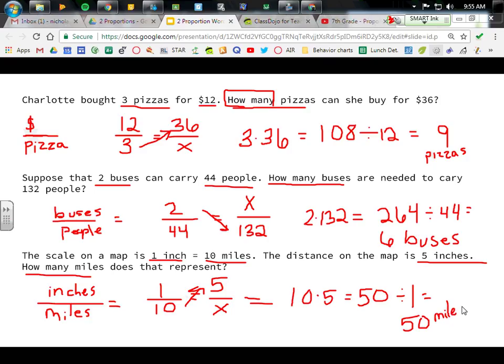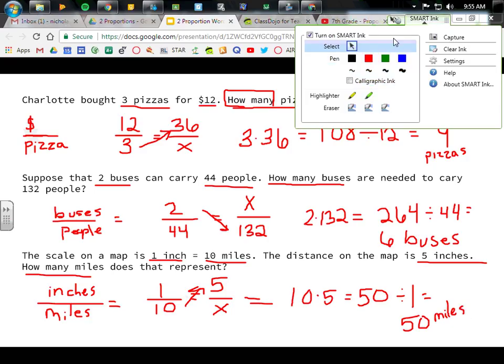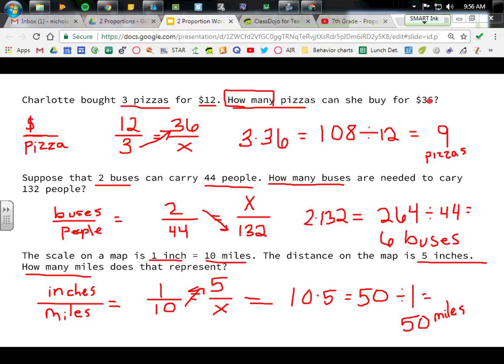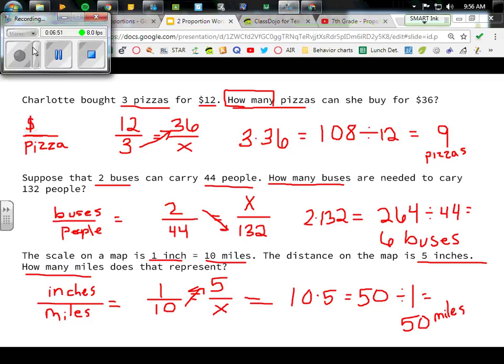So hopefully this gave you a usable strategy when you have to solve a proportion word problem. Until next time, thank you very much.